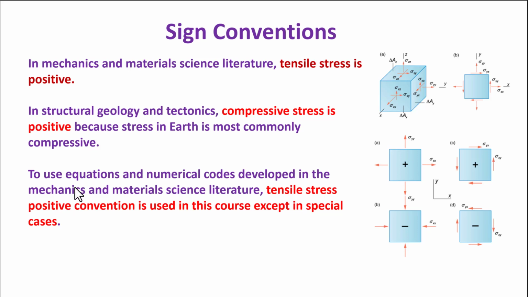However, a lot of mathematical equations and numeric codes for deformation have been developed in the mechanics and the materials science literature. To use the mathematical equations and numerical codes developed in the mechanics and the materials science literature, the tensile stress positive convention needs to be used, and that is what we are doing in this course, except in special cases. That's it for this lesson.